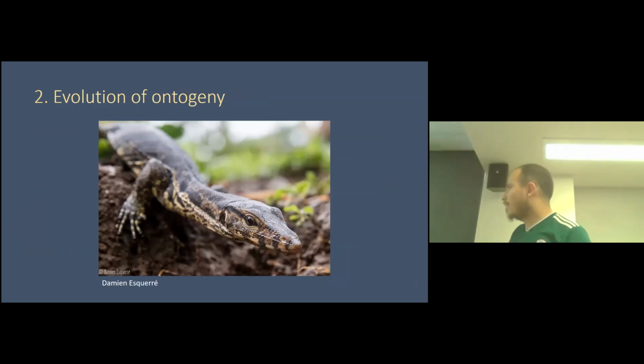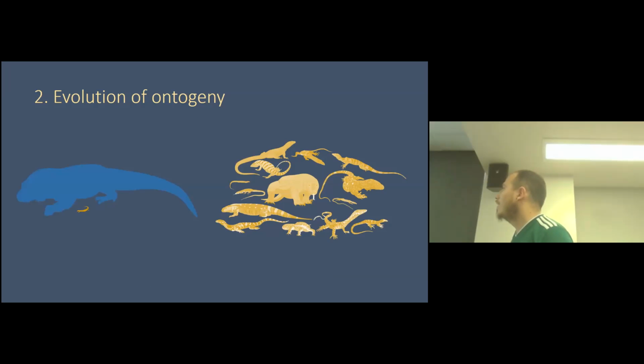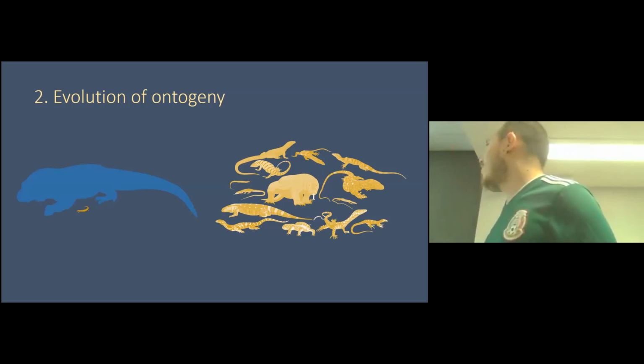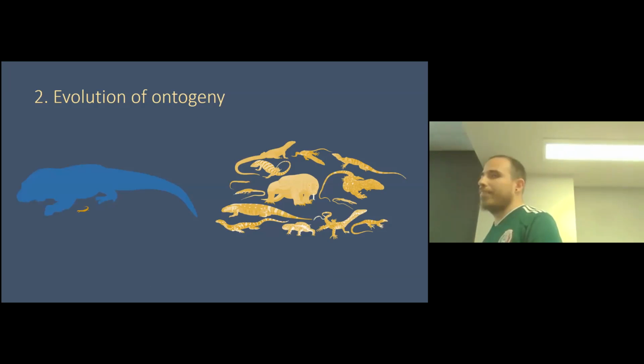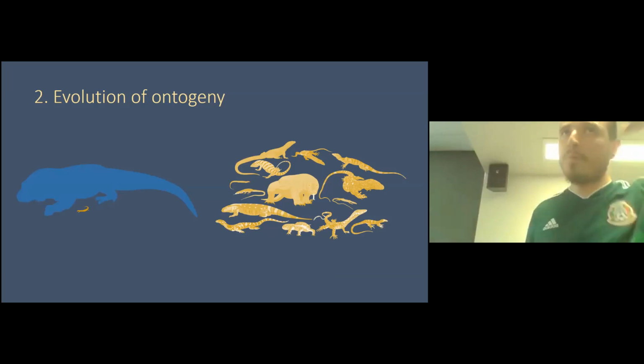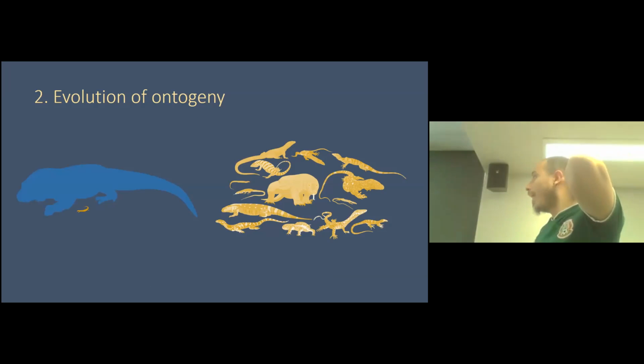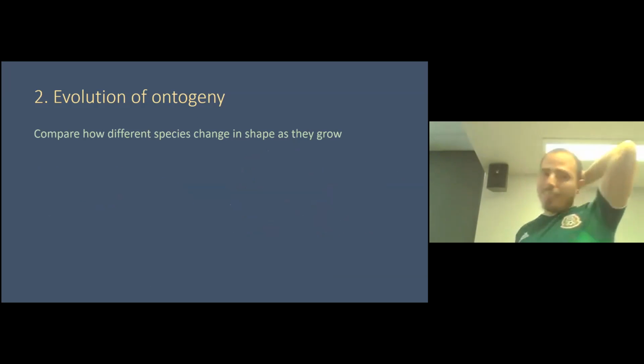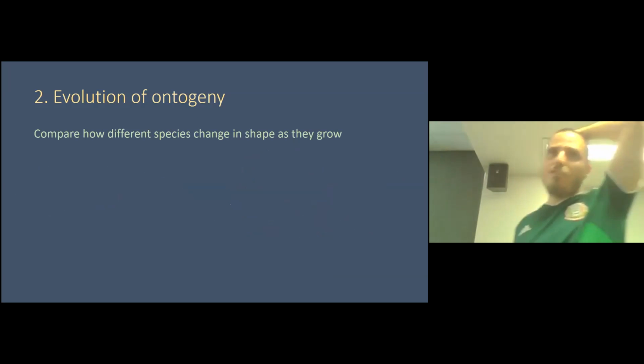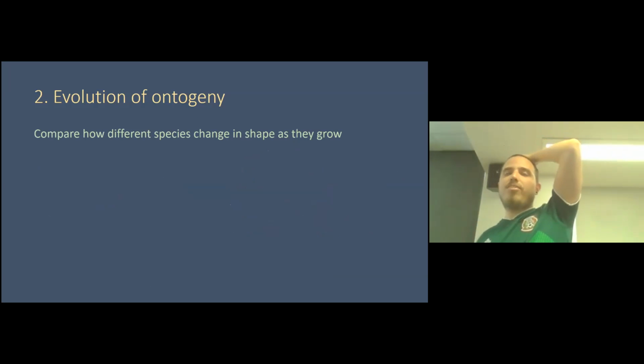Now on to my second chapter, which is about the evolution of ontogeny. So we have all this diversity in body size, right? And we have also this diversity in body shape in monitor lizards, and we may be asking what mechanism is promoting this differentiation. So basically, this chapter is about comparing how different species change in shape as they grow.